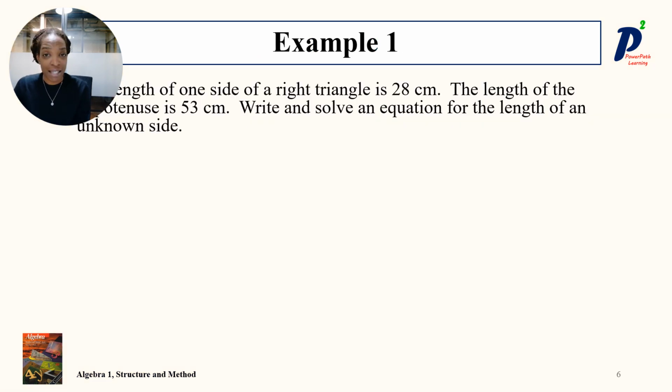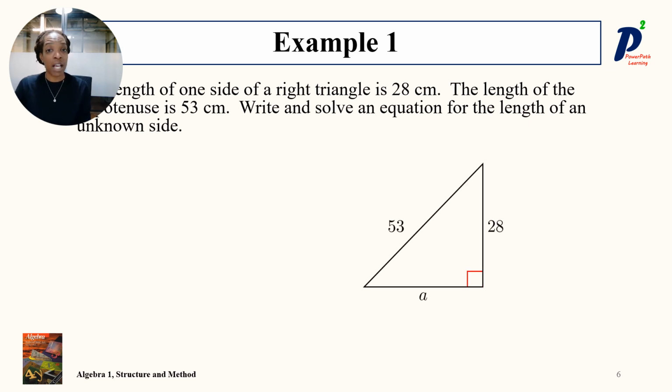Let's begin with an example. The length of one side of a right triangle is 28 centimeters. The length of the hypotenuse is 53 centimeters. Write and solve an equation for the length of the unknown side. Well, let's begin by drawing our triangle and adding in our side lengths. We leave one variable as our unknown, and as you can see, it's one of the legs.